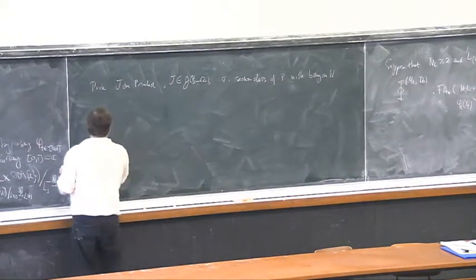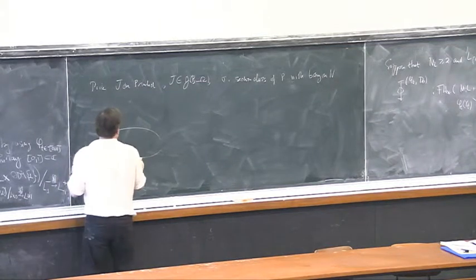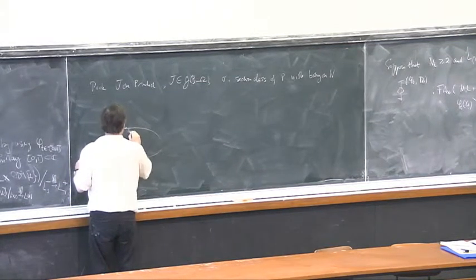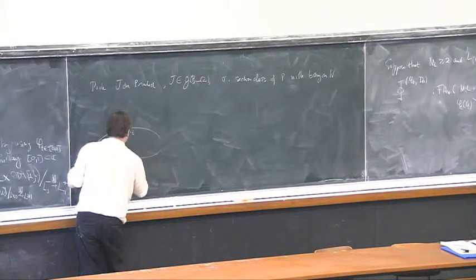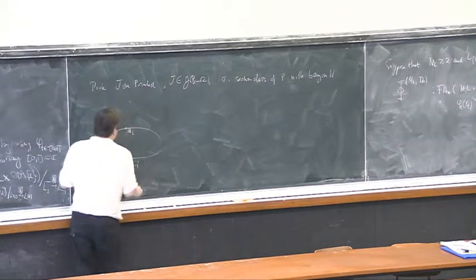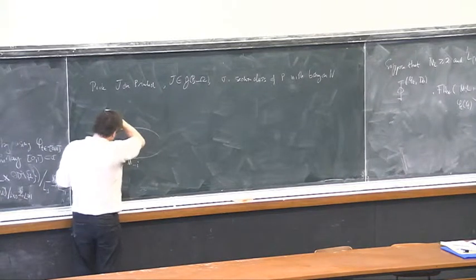Okay, maybe I could do a better picture. Okay, now this is M, and this is M minus I. And now what is the idea? So this is our disk.